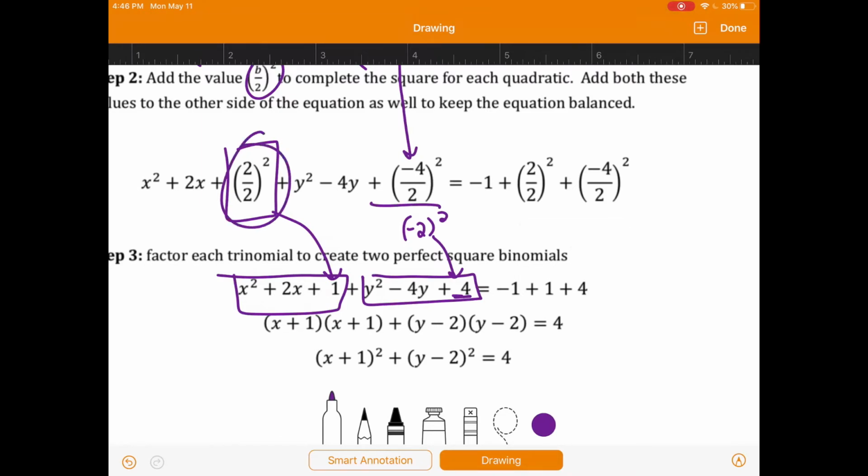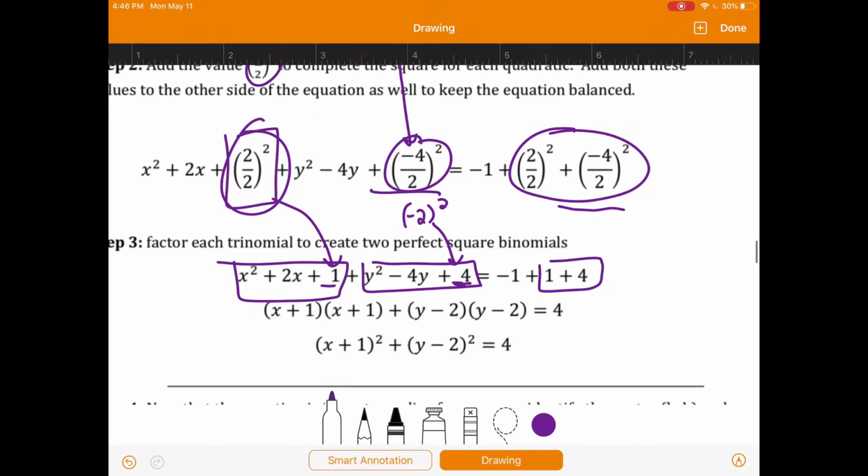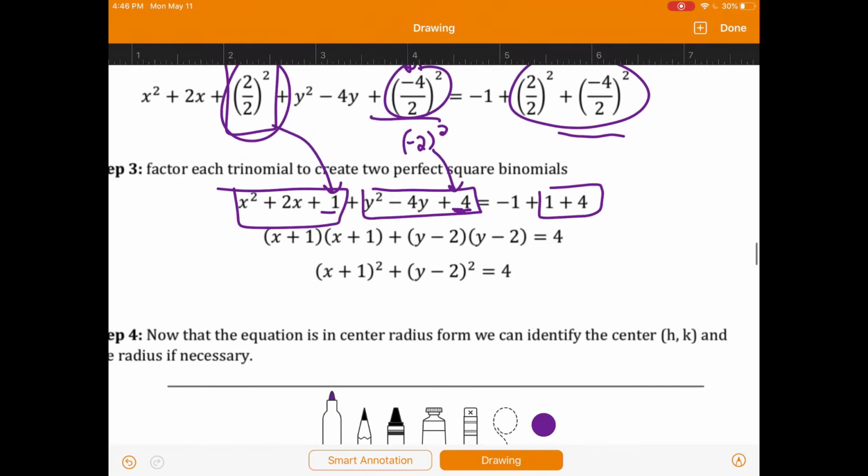The two things that we have here, this one and this one, you can add on to the other side as well, because whatever you do to one side, you have to do to the other. I would wait until the next step to do that, because then you've got a 1 and a 4 to add on instead of doing these fractions again. So we've got a 1 and a 4, and then you're going to combine everything on this side all together, and you get a 4.